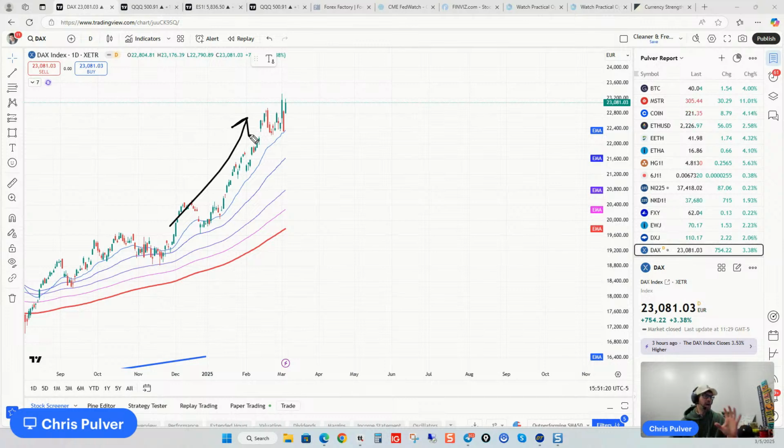The U.S. has been the outperforming market for a decade. The US versus non-US has been like a 3 standard deviation outperformance. These are staggering extremes. And this year we finally saw a rotation into Europe, into China, into anything that's non-US is outperforming, and the DAX has been one of the best performing indexes.